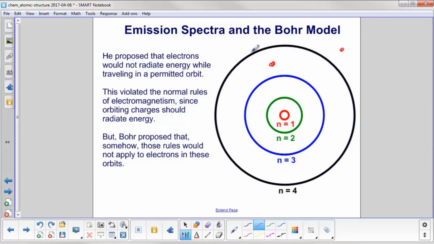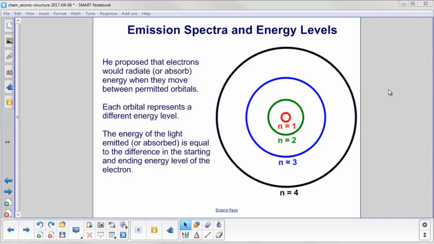And he said that when they were in these orbits, they would not radiate energy. That's kind of a problem because that violates the rules of electromagnetism, since orbiting charges should radiate energy. But Bohr said somehow these rules don't apply to electrons in these orbits. Bohr then postulated that electrons would radiate or absorb energy when they moved between the permitted orbitals. So you could go from n equals 1 to n equals 2. Never really said how they would get there because the electrons weren't allowed in the space between the orbitals.